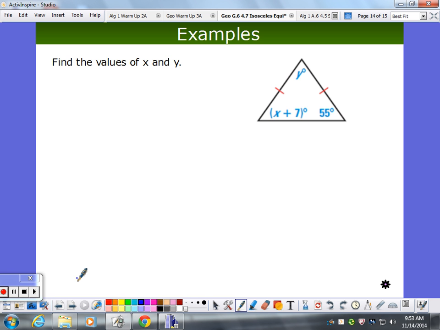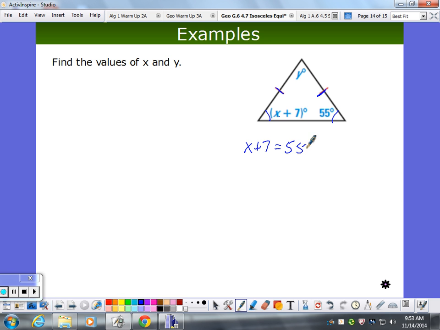Alrighty, and I think we have a couple more here. Find the values of x and y. X and y. On the back here. So I have my isosceles triangle. Now the base angle theorem says that if you have two sides congruent, the base angles are congruent, this equals that.